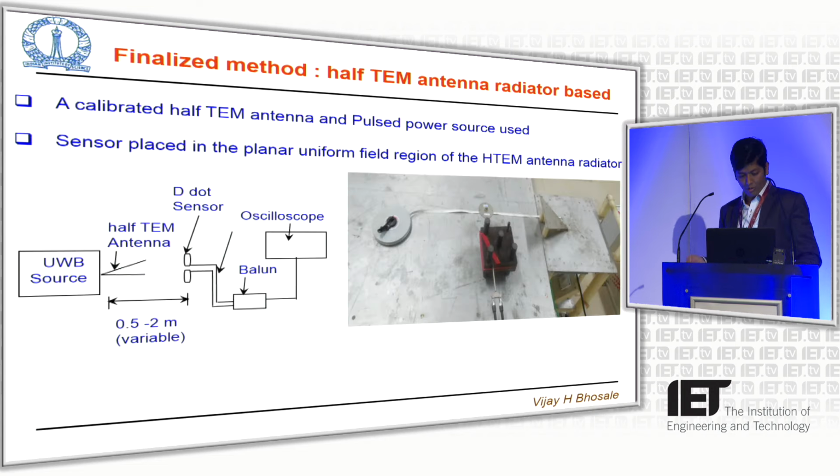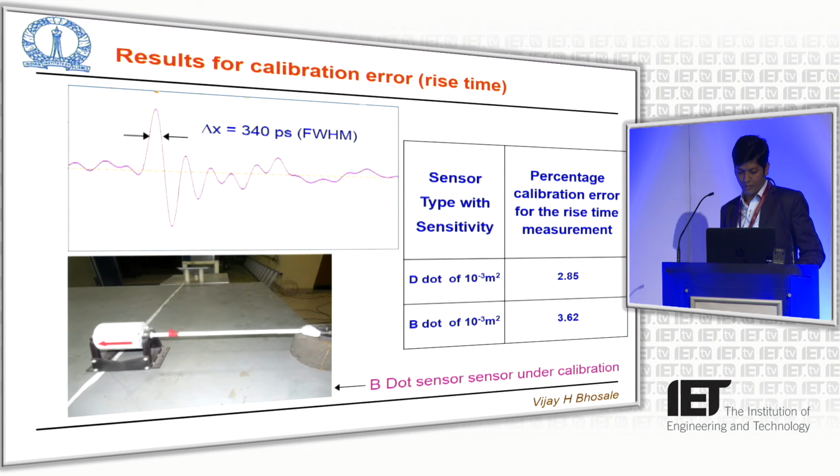So finally, we finalized the last method, using a half TEM antenna radiator base. This is a similar kind of TEM horn antenna, but one plate is a ground and the other plate is tapered, with an effective height. Whatever the source is there is radiated using the half TEM antenna, and these are the D-dot sensors, balun and oscilloscope. So this is the experimental setup, and we finalized this method to measure the radiated pulse.